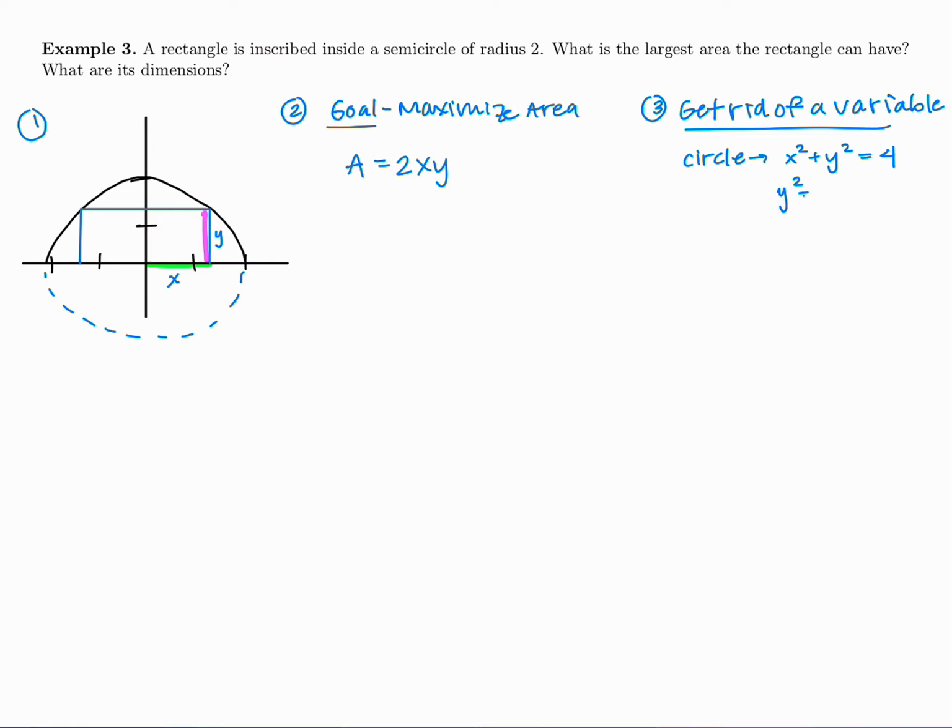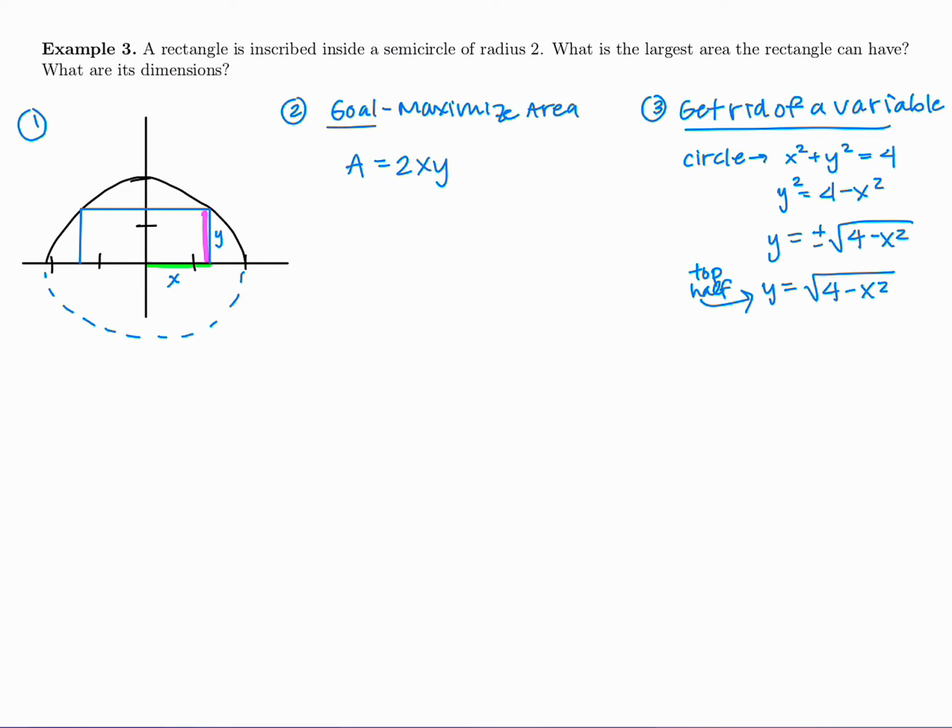So y squared is 4 minus x squared. And if I take the square root of both sides, y is plus or minus the square root of 4 minus x squared. But I'm really only concerned with the top half of that semicircle, so I'm just going to use y equals the square root of 4 minus x squared, because this is the top half. There we go. So that is the equation of this semicircle right here. It is y equals the square root of 4 minus x squared, and that relates our x and y together.